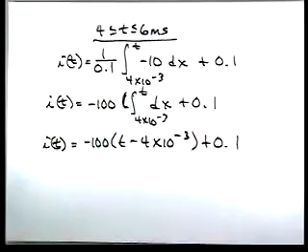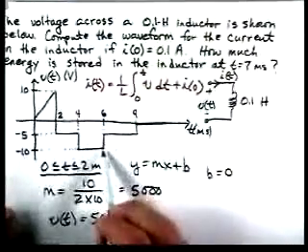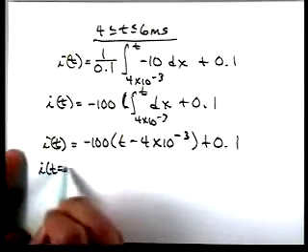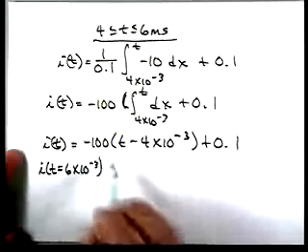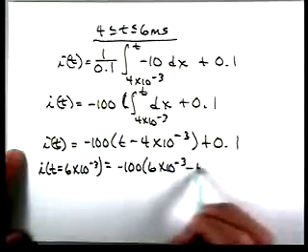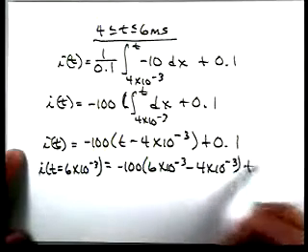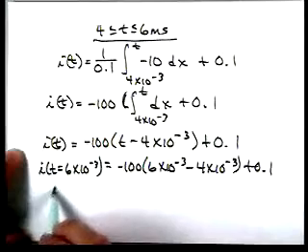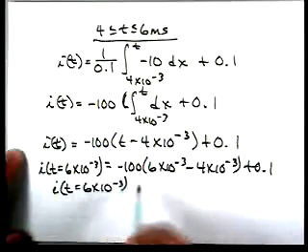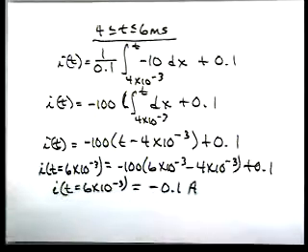Now the voltage changes at 6, and our current is continuous. So we need to know what the current is at t equals 6 times 10 to the -3 seconds, because that's going to be our initial condition for the next interval. So i of t at 6 milliseconds is minus 0.1 amps. That takes care of that interval.